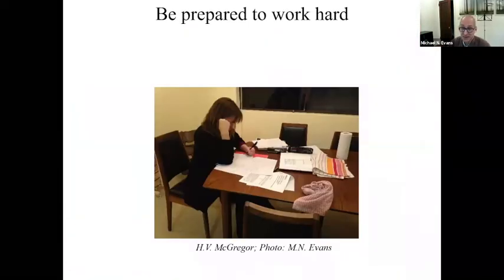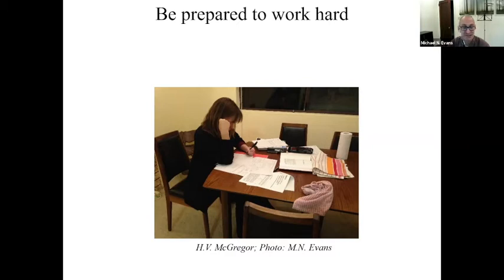This is all a lot of hard work. So if you're going to start a working group, be prepared to put in some hours. Here's Helen McGregor in some of the, I guess, mid to late days of phase 1 of Ocean2k, putting in some hours to kind of make that project go, to get one of the manuscripts off the ground, out the door.